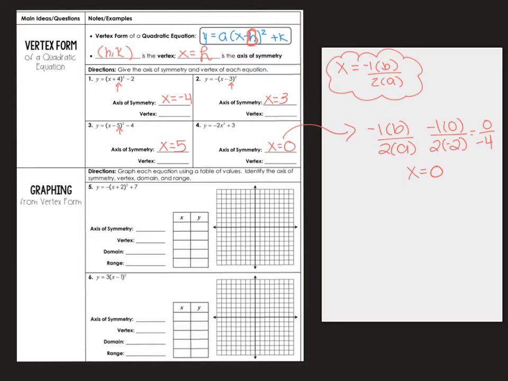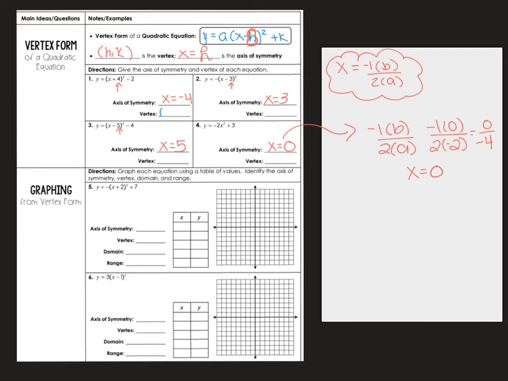Okay, so just because it's a different page and a different form of the equation doesn't mean that this stuff goes away. Right, so we have axis of symmetry for the first 4 now. The next part is looking for the vertex. Well, for vertex, we know that we need to use that x value from the axis of symmetry.